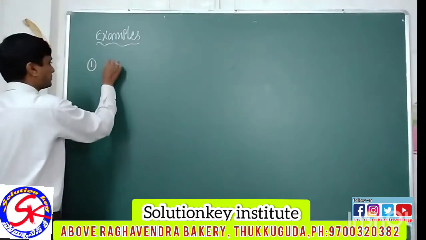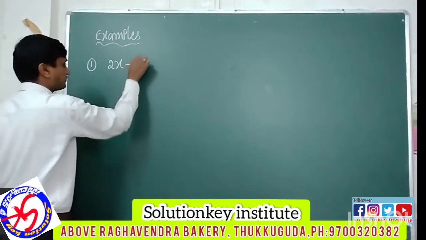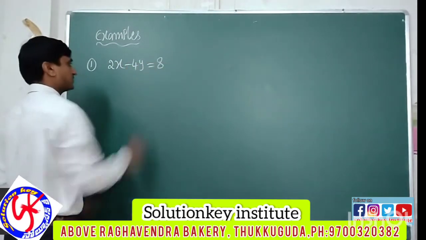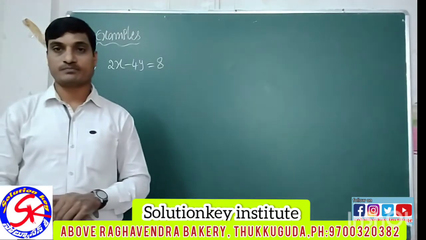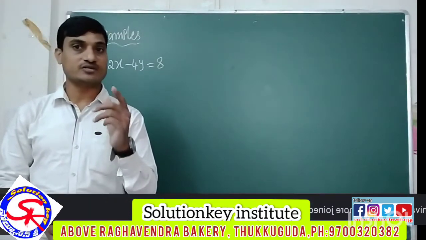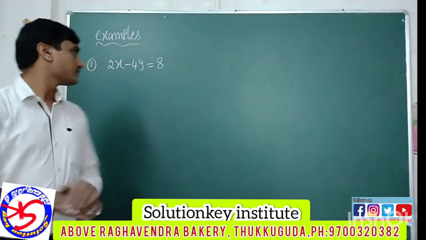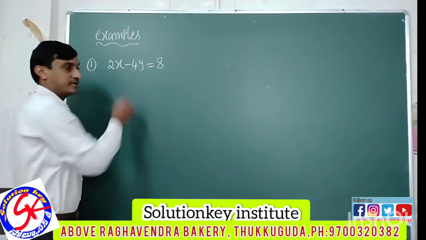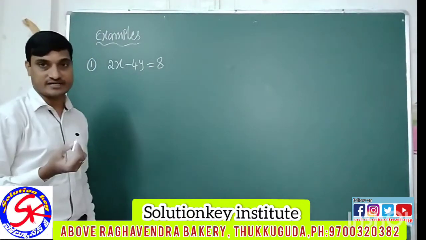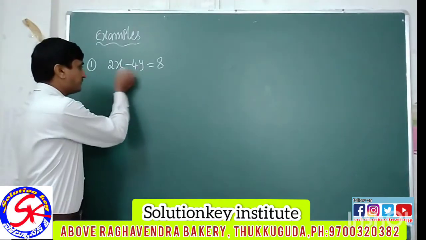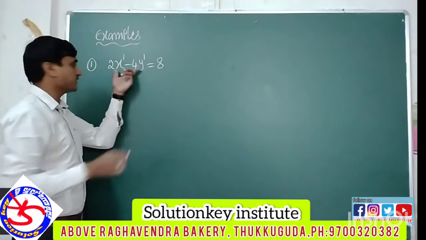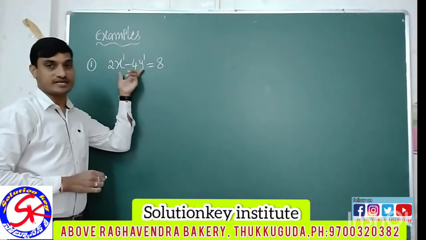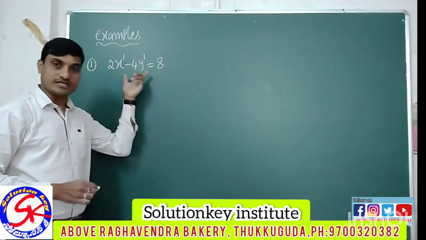I am taking 2x plus minus 4y is equal to 8. Is it a linear equation in two variables? Yes, it is a linear equation. How to decide it is a linear equation? In the given variables, the highest degree is 1. Yes, highest degree is 1. Then it is a linear equation.